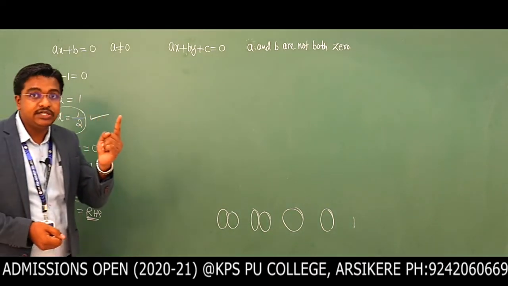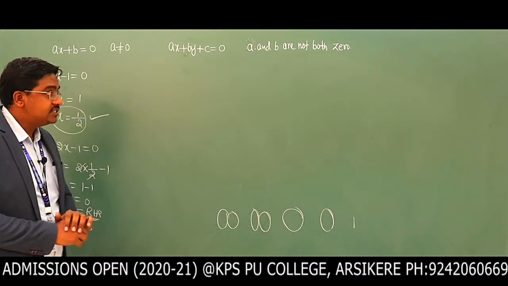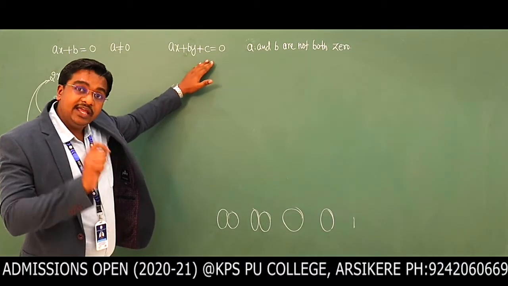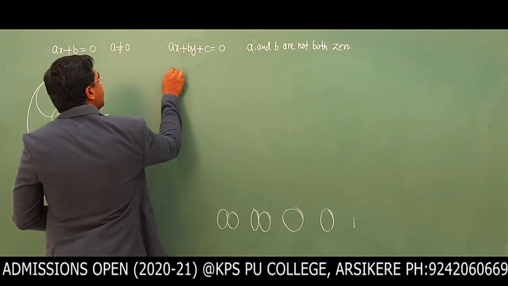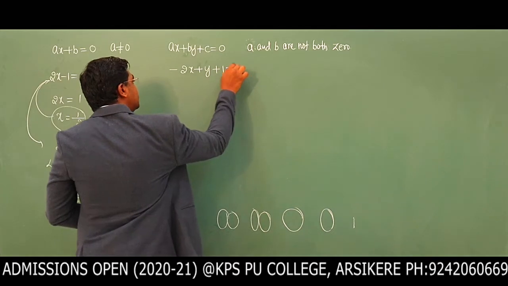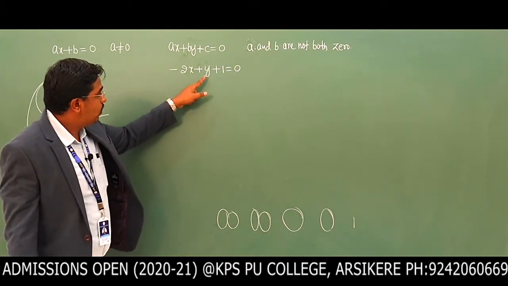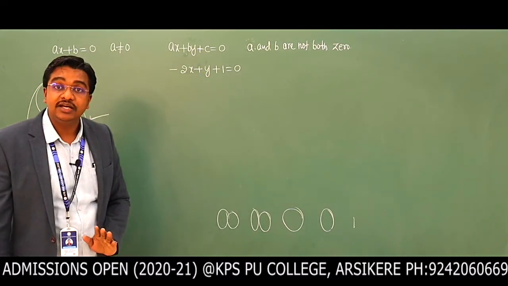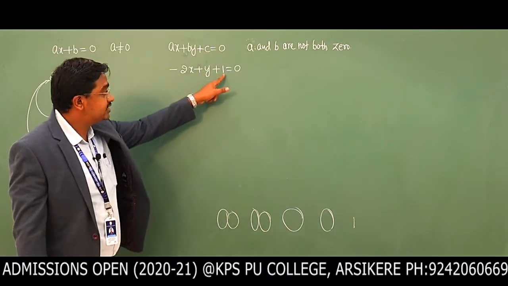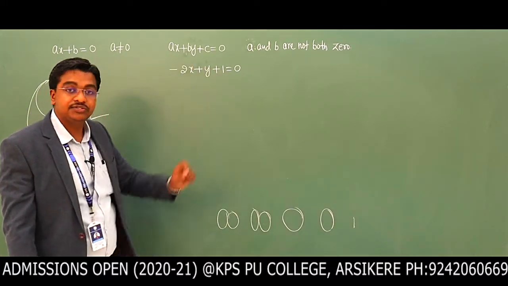Either a can be equal to 0, or b can be equal to 0, but not a equal to 0 and b equal to 0 together. This is called a linear equation. One example: minus 2x plus y plus 1 is equal to 0. The coefficient of x is minus 2, the coefficient of y is 1 and the constant is 1. So what is the value of a here? Minus 2, and b is 1 and c is also 1.